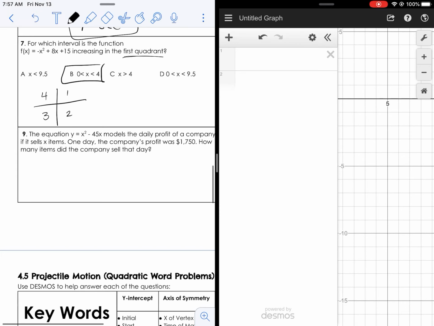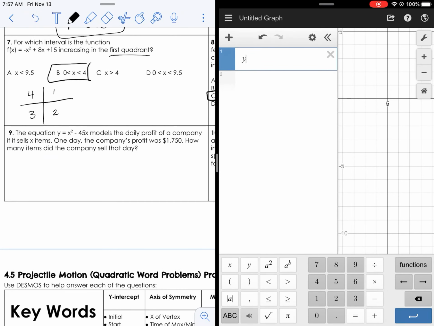A couple more, guys. So 9, the equation models the daily profit of a company if it sells x items. So x is going to be the number of items, y will be the profit. One day the company's profit was 1,750. How many items did the company sell that day? Okay, so we're going to type that in. So y equals x squared minus 45x. Okay, and we want to find where the profit is 1,750. And since we know that x is our items, that means our profit is going to be our y.